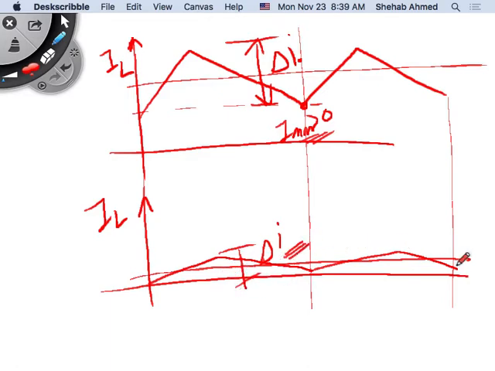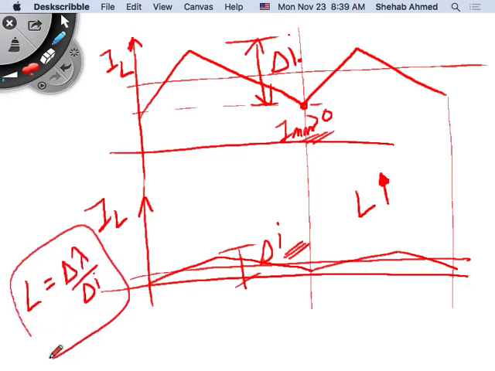Because here I'm still operating in continuous conduction mode, right? But what that meant is that I had to reduce delta I considerably. To reduce delta I considerably, what do I have to do? Delta I is ripple current, right? How do you size inductors? The value of inductor that you want in a circuit is equal to the area under the inductor voltage curve divided by the delta I spec. So delta I is equal to delta lambda over L.